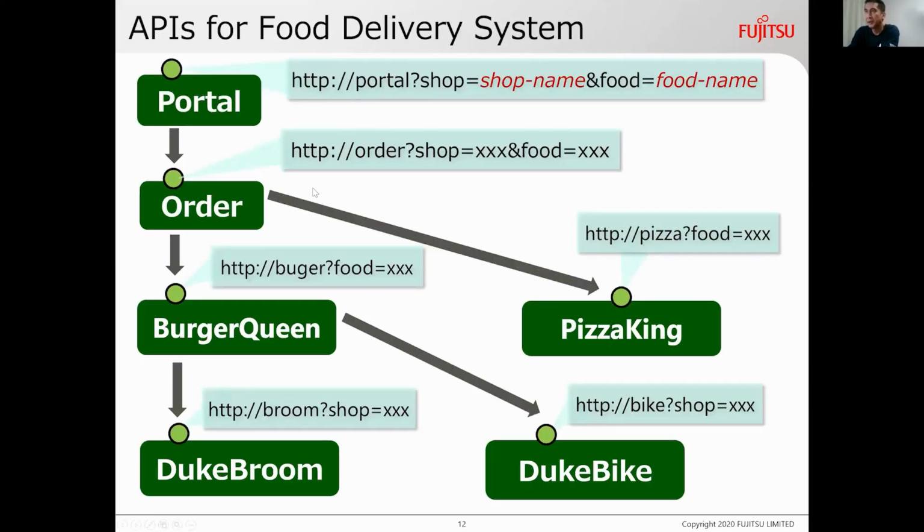So I use 6 services in this demo: portal, order, burger, pizza, broom, and bike. And each service has an entry point. And these services communicate with each other by a REST API. To simplify the demo, the customer specifies only 2 parameters: shop name and food name, like this.